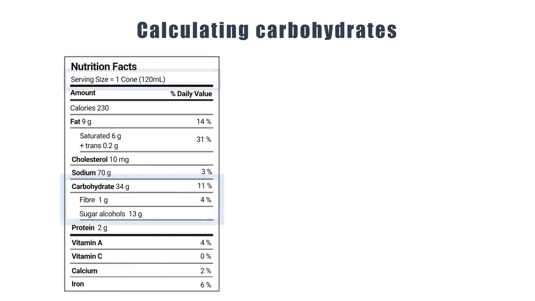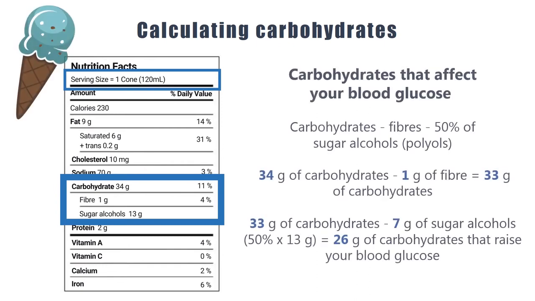In the second example, we start with 34 grams of total carbohydrates. We then subtract 1 gram of fiber, which brings us to 33 grams of carbohydrates. We then take the 13 grams of sugar alcohols and divide it by 2 to get 7 grams. We take 33 grams minus 7 grams to get 26 grams of carbohydrates that will affect your blood sugars.